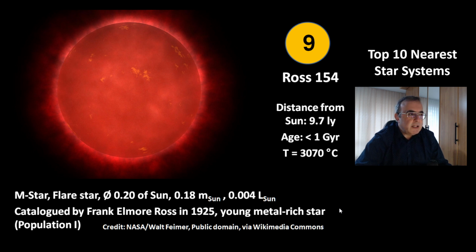And it is named after Frank Elmer Ross, who catalogued the star in 1925. Since this star is young, it is metal rich. That's called a population 1 star.